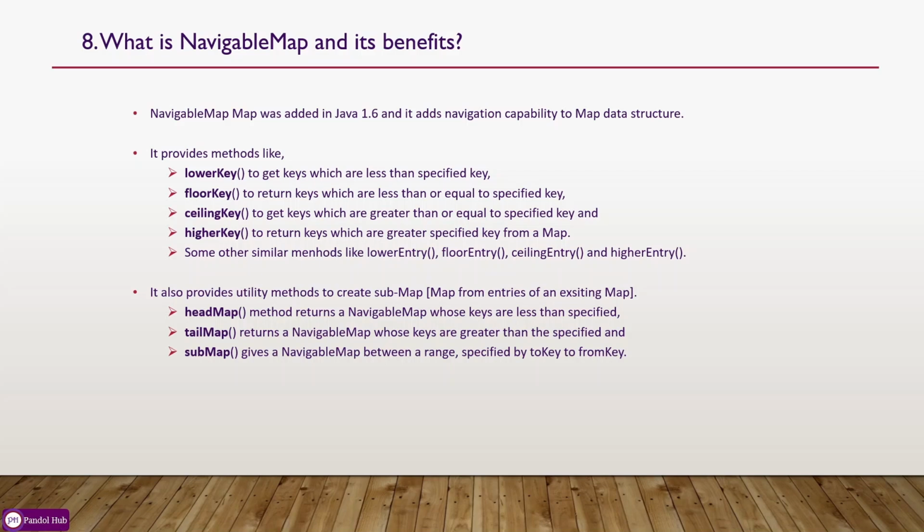It also provides utility methods to create a submap. That is, if you have a map, you can create a subset of it using these methods. For example, headMap returns a navigable map whose keys are less than the specified key, and tailMap returns one whose keys are greater than, and similarly subMap, if you give a from and to range, so that the map will be subsetted from that range as specified by the user.